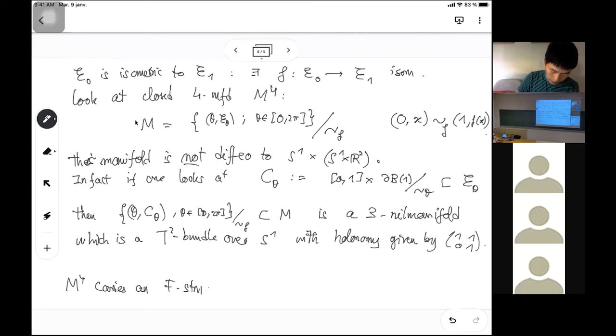So why does it carry an F structure? Well, you see that this manifold M is locally, in fact, a trivial bundle over R, but it simply has some non-trivial holonomy. But locally, you do have T2 action as usual, because locally you're just a trivial product, and all the E theta are diffeomorphic to S1 cross R2.